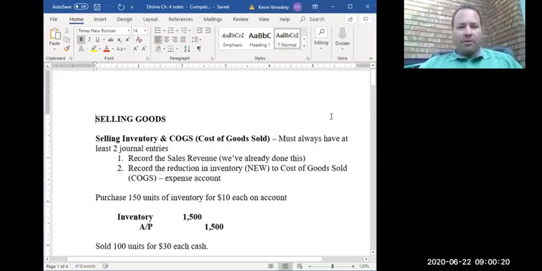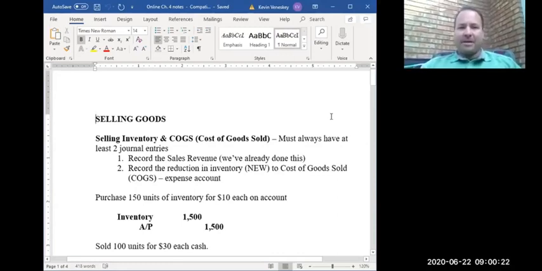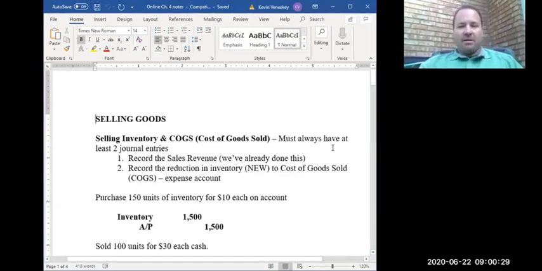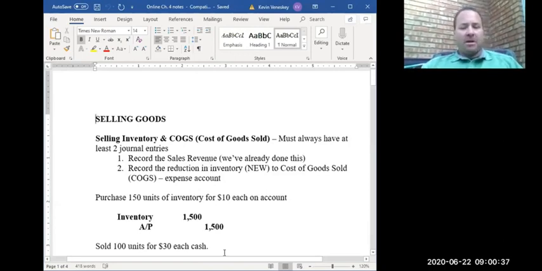We are now completed with the 7 steps of the accounting process, and we are ready to move into selling of inventory, which is going to be a little bit more involved than just selling a service, say like a dentistry or mowing a yard. Now we're going to move into selling goods.